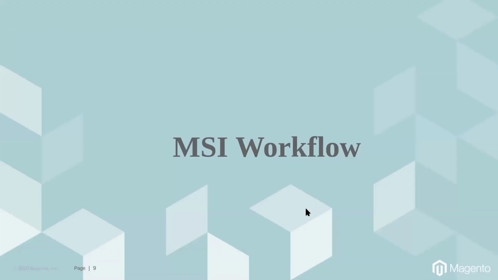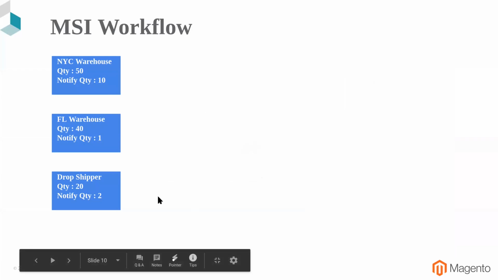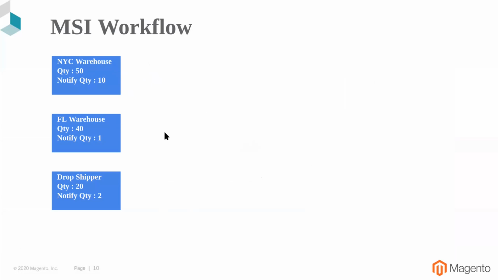So this is the MSI basic workflow. The blue boxes which you are seeing here are nothing but your physical locations. Let me show you this. This is the physical location of one of the merchants. Suppose the merchant is selling a mobile. The mobile is present in the NYC warehouse, the FL warehouse, and with a dropshipper. So these are the physical locations of that mobile.